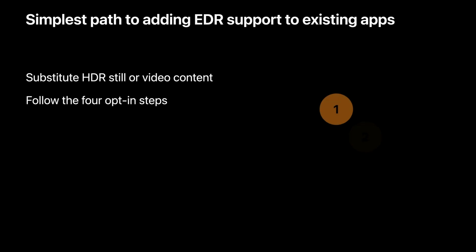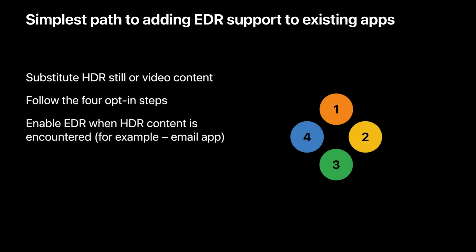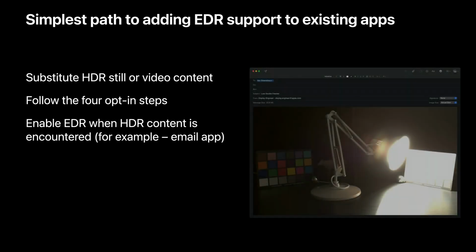Many developers have existing apps to which they might want to add EDR support. Perhaps the easiest way to get started with EDR is to simply substitute HDR video or still image content in place of existing SDR content. Then follow the 4 steps we just outlined. Some applications, for instance the email app shown, might selectively enable EDR only when HDR content is encountered.